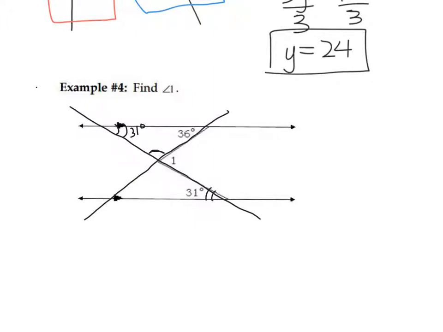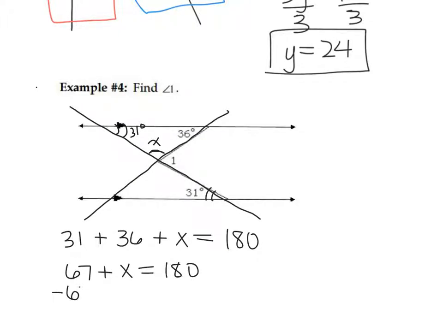And I also notice that this parallel line, once I extend my transversals, it creates a triangle. And if you remember, the measure of the interior angles of a triangle is 180 degrees. So I can use that to find the measure of this angle, which I'm going to call x. So we know 31 plus 36 plus x is going to equal 180 degrees. So when I combine my like terms, we're going to get 67 plus x is going to equal 180. We're going to subtract 67. And we're going to get x is 113.